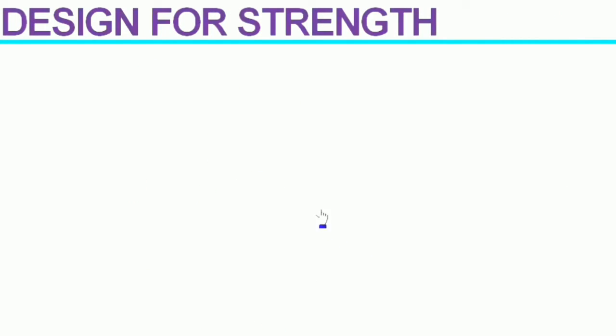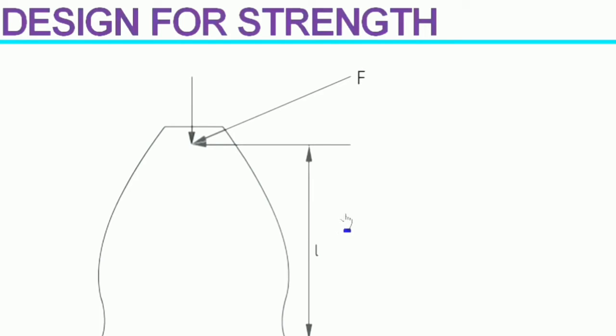Next, design for strength of the gear. Your gear should be able to withstand the force acting on the gear. Here F is the force acting on the gear, and it has two components, one tangential and one radial. The tangential component will induce a bending stress over the root of the gear. And if the maximum value of bending stress induced over here is more than the allowable stress limit, the gear will fail.